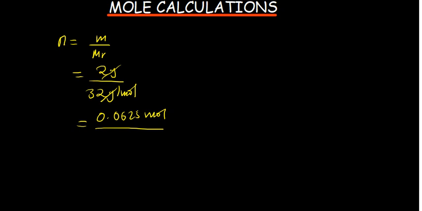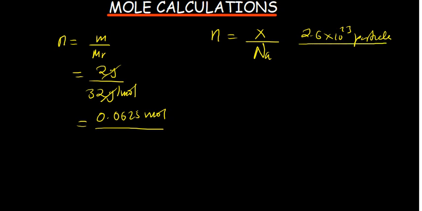At times you can be given the number of particles. So you can also determine number of moles if you've been given number of particles. Number of moles is given by x over Na, where Na is Avogadro's constant. For example, they've given you 2.6 times 10 to the power 23 particles and they ask you to find the number of moles. You are going to divide this value by Avogadro's number, because you know that 1 mole of something is equal to 6.022 times 10 to the power 23 particles.